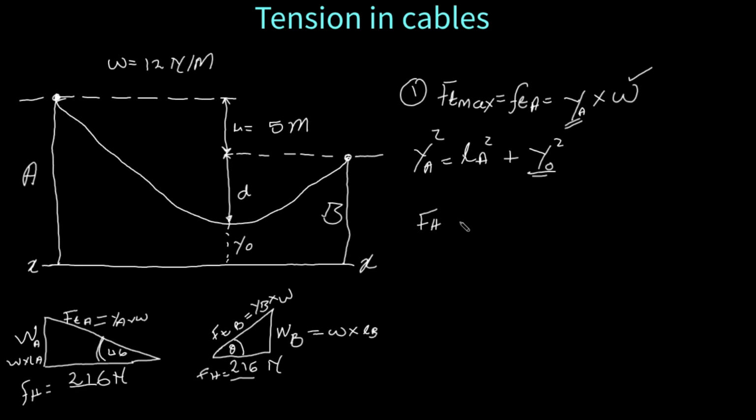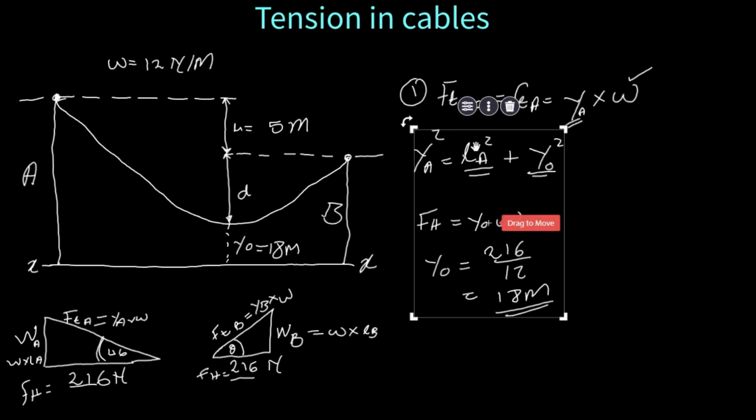FH is equal to YO times W. YO is equal to FH divided by W, small letter w, which will give us something like this. Small letter w, they said is 12, giving us the value of YO as 18 meters. So we already have this now. It's time to calculate for this one. I'm going to write our YO here. It's equal to 18 meters.